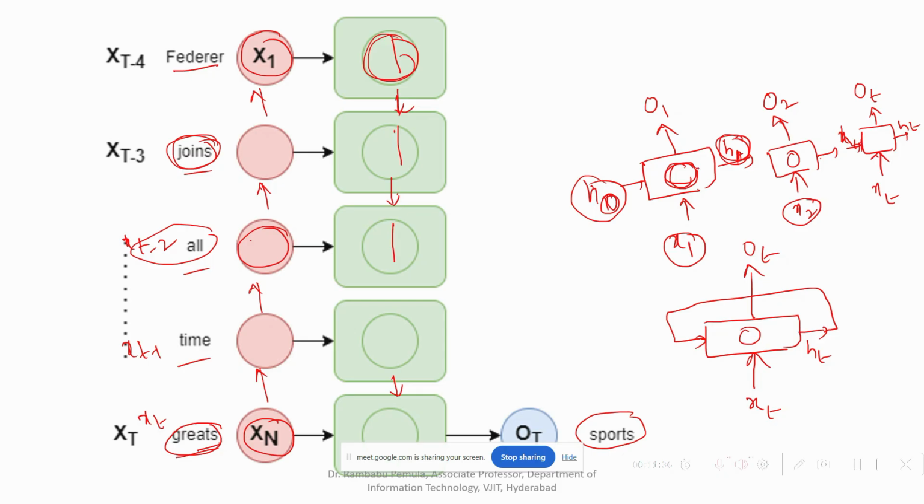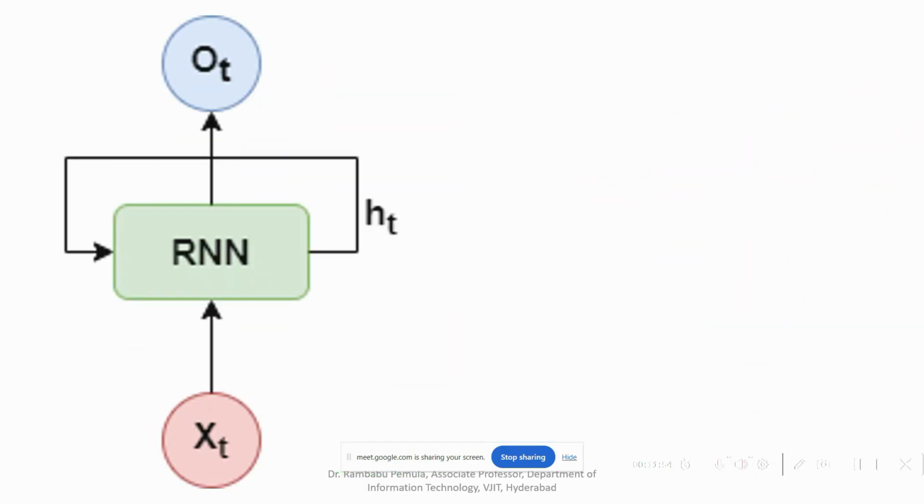That means the output of the present node, suppose this is the present node, depends on the previous node. The previous node output depends on its previous node output. Like that, it's calling the same function multiple times. That's why it's called a recurrent neural network. So this is the way we are going to generate the output, and this is simply called an RNN.